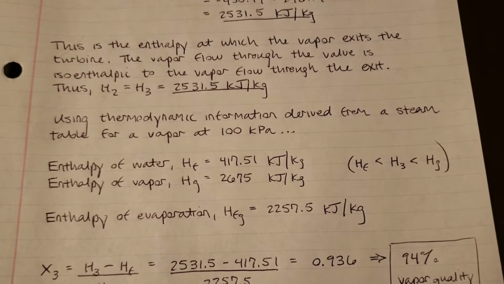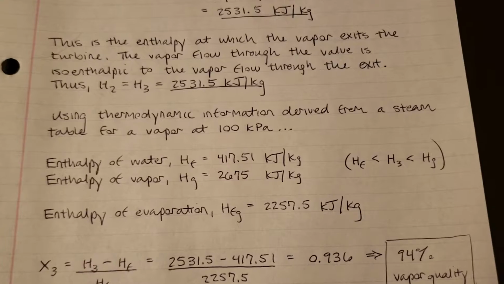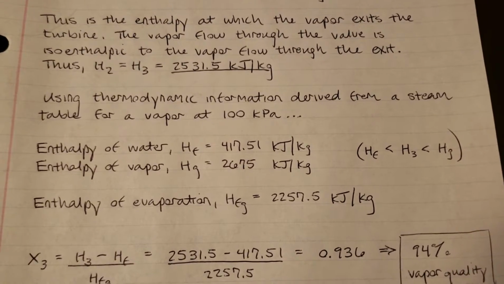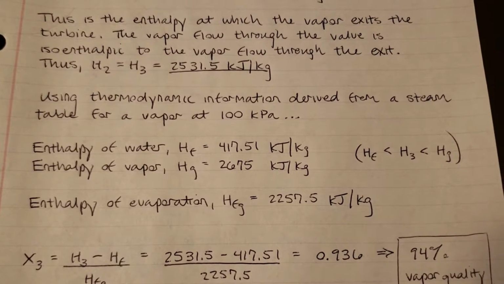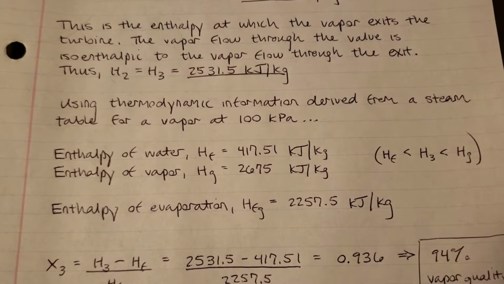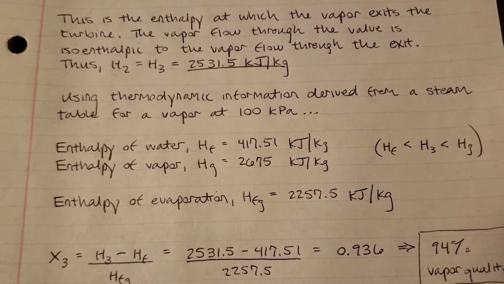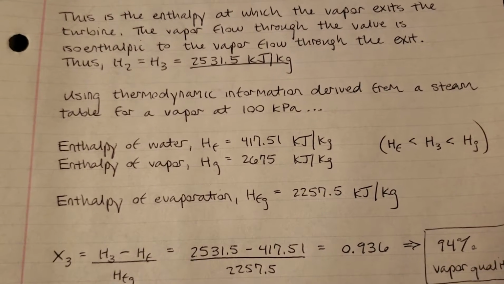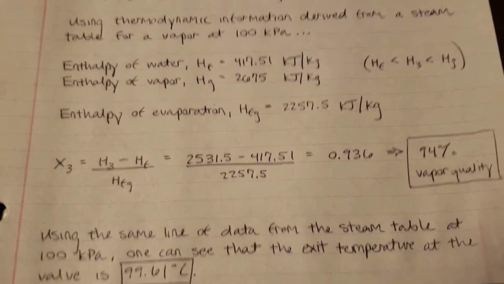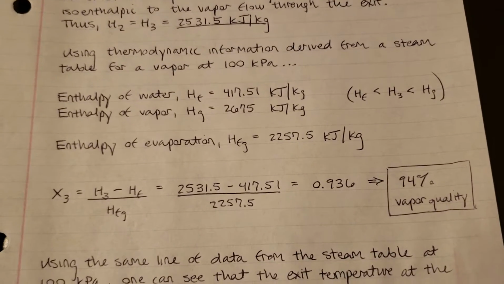Using thermodynamic information derived from a steam table for a vapor at 100 kilopascals, which is the exit pressure at the valve, we can find the enthalpies of pure water and pure vapor. The enthalpy of pure water is 417.51 kilojoules per kilogram, and the enthalpy of pure vapor is 2,675 kilojoules per kilogram. The enthalpy of evaporation is 2,257.5 kilojoules per kilogram, right in between. Obviously, the enthalpy we saw above is that of a mixed vapor.